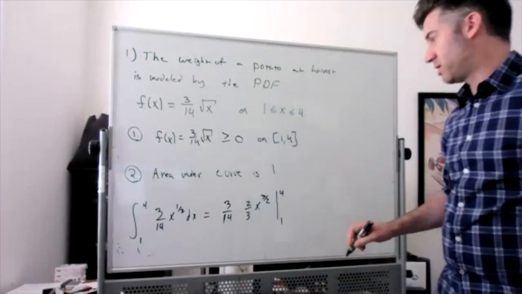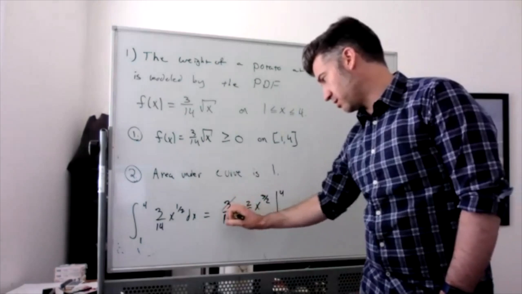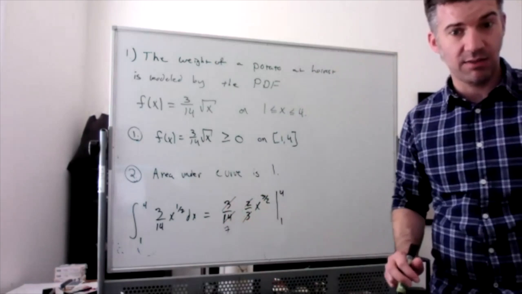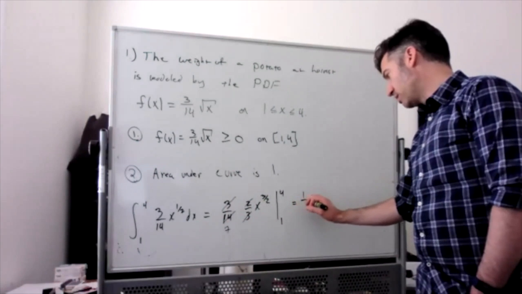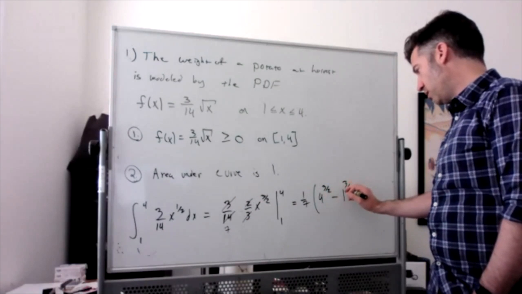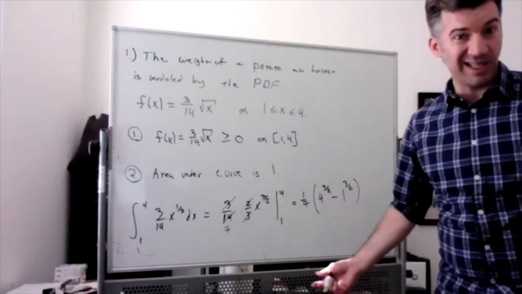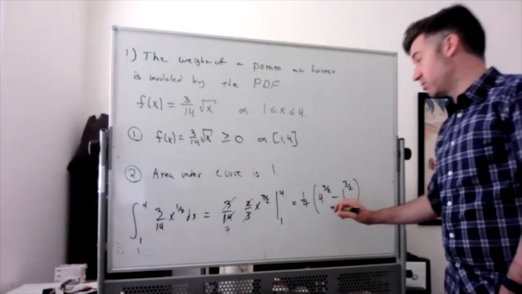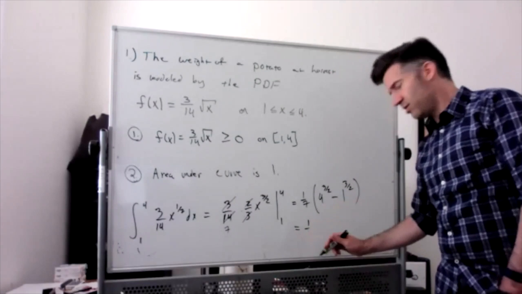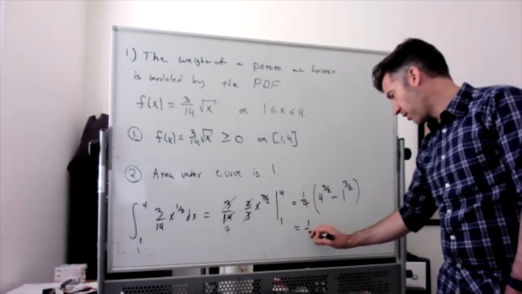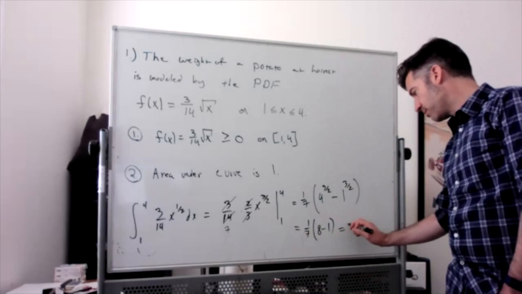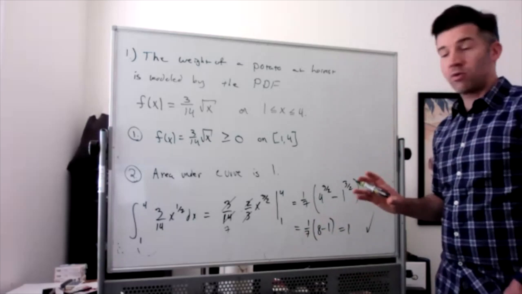All right, so let's see. 3/14 times 2/3, we can cancel a 3 and a 2, cancel the 2 here. So we're left with 1/7 times x to the 3 halves. And then we're going to get 1/7 times 4 to the 3 halves minus 1 to the 3 halves. 4 to the 3 halves is 8, right? It's the square root of 4 cubed, which is 2 cubed, which is 8. So you get 1/7 times 8 minus 1, which is exactly 1. Check. So great. It is a PDF.